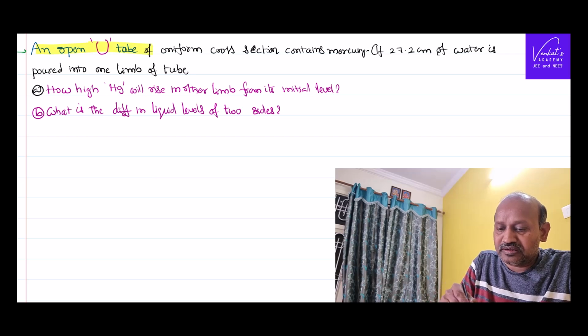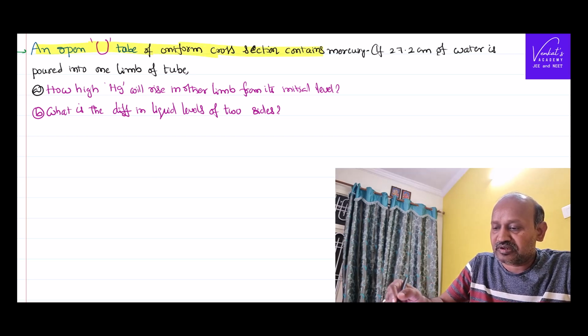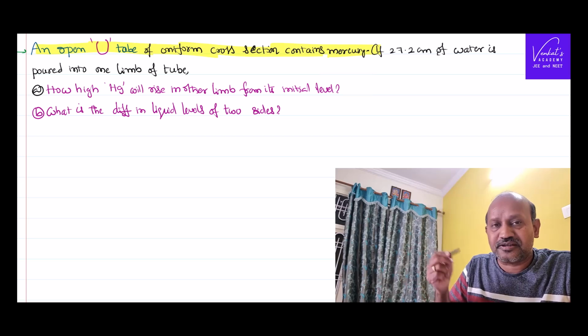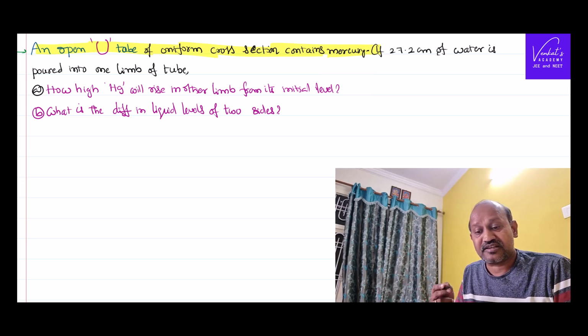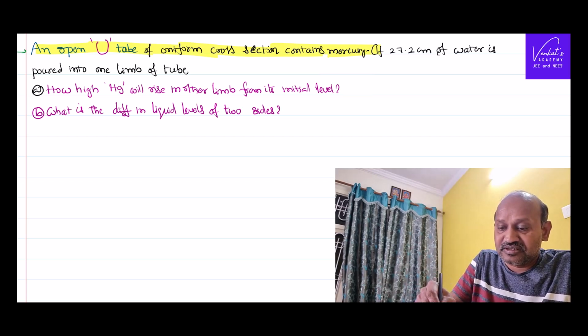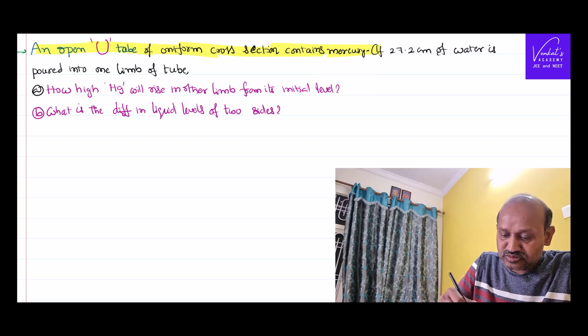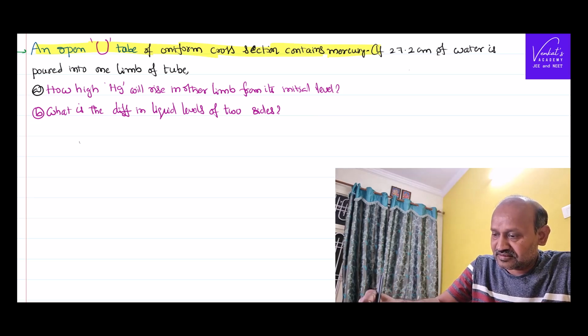An open U tube of uniform cross section contains mercury. Let me stop there. Let's try to understand what's the meaning of it. It says there is our U-shaped open tube. It's a tube.